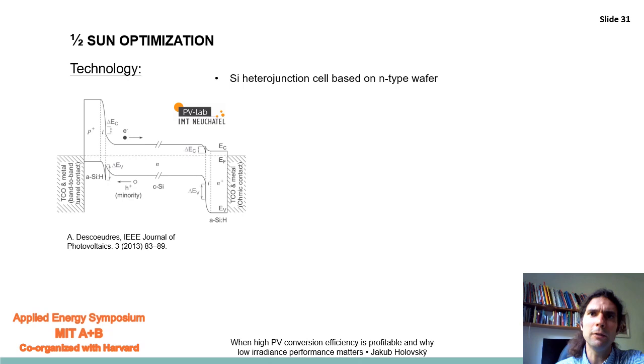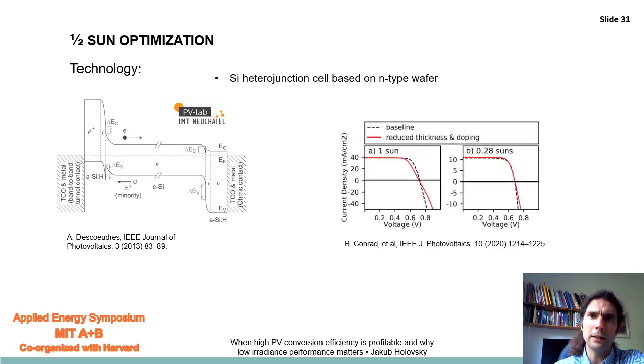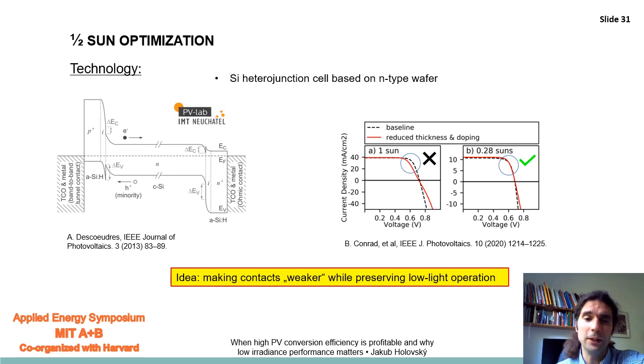We investigate within our collaboration the technology of silicon heterojunction solar cells, and we already made a study with front contact layer by reducing its thickness and doping. At one sun, it is making problem, but at low irradiance the problem disappears. So the idea is to make contacts weaker while preserving their low light operation.